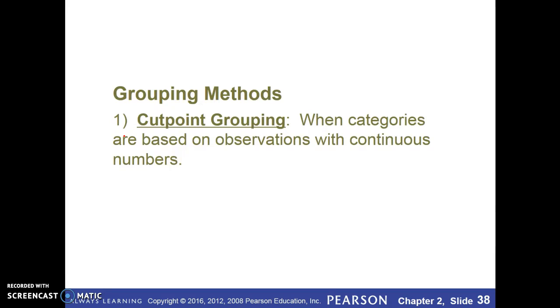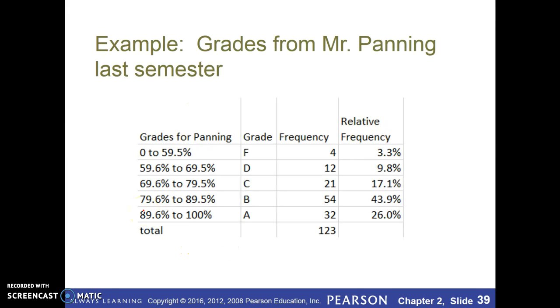The third type of grouping method is called cut point grouping. Cut point grouping is what you use when the observations are continuous numbers. An example of that would be grades. I put this together for you. I do this at the end of every semester, where I try to figure out whether I'm giving a frequency of grades that is okay with me.